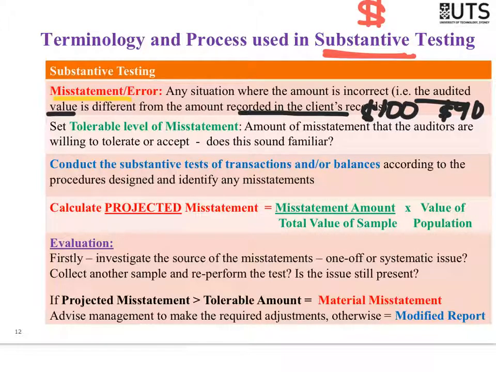Now, again, just like with controls testing, you need to set a tolerable level of, in this case, misstatement. So not deviation rate, but tolerable level of misstatement. Now, what is that? It's the maximum amount we're willing to accept as misstatement. Listen to me one more time. What did I just say? I said it's the maximum amount of misstatement I'm willing to accept. Ladies and gentlemen, does that sound familiar? What is that?